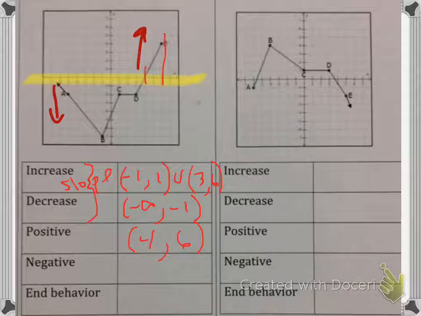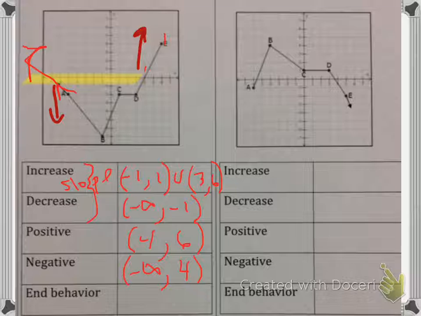Negative, again from left to right, is everything that's below the x-axis. So look at this arrow over here though. That arrow means that it's going forever to the left. It's going to keep going to the left. So it's going to start at -infinity, and it stops right here at 4.